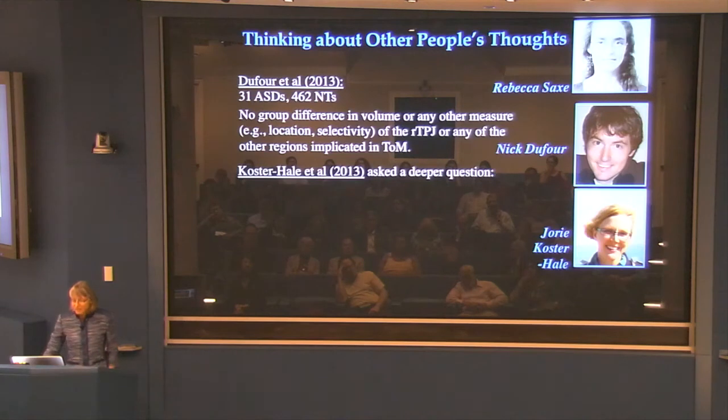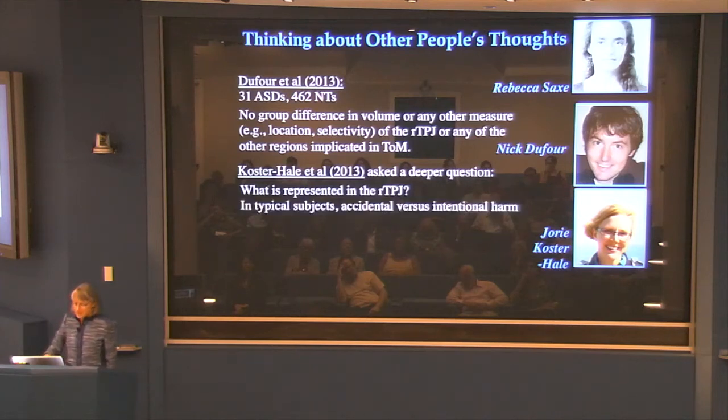So to look at this, Rebecca and Jory Koster-Hale, shown here, asked a deeper question, and that is, what information is represented in there? So what they did is they took the following scenario. They had shown that in typical subjects, when you scan them doing tasks that require them to understand the distinction between accidental harm versus intentional harm, not only is this region engaged, but if you look at the pattern of response across that region, you can tell if the person is reading a story about accidental harm or intentional harm.